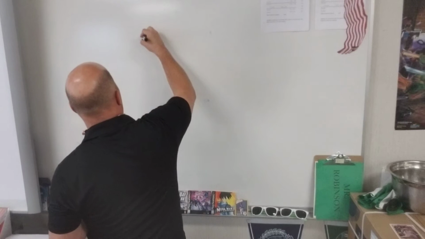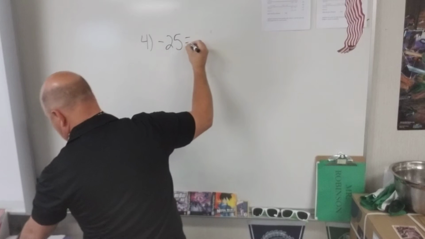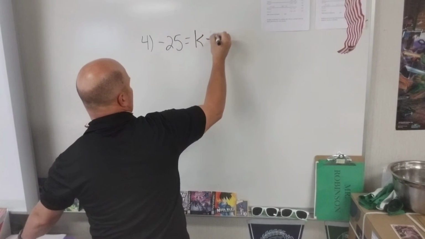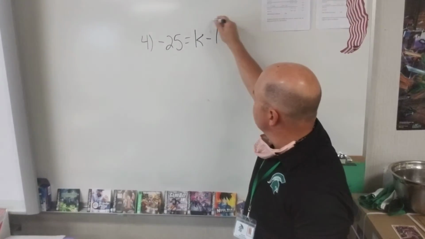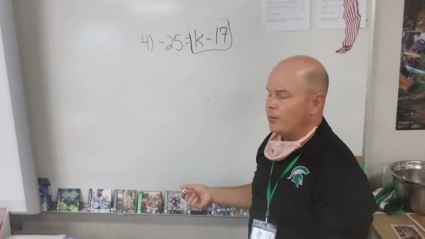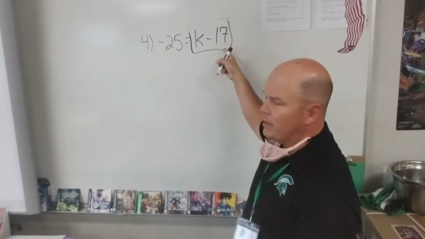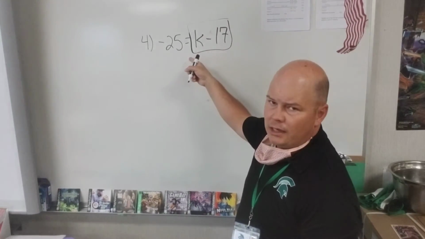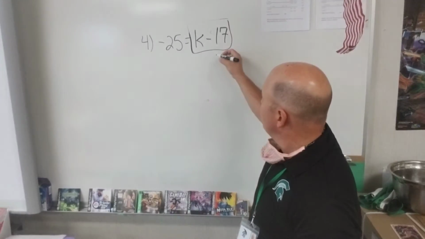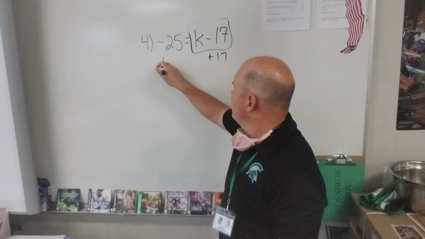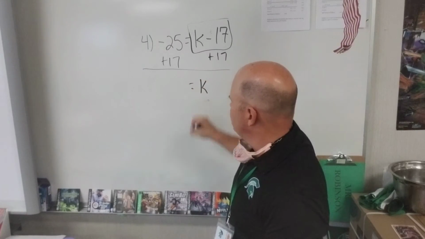Let's look at number 4, and it says negative 25 is equal to k minus 17. If I'm attacking that, this is the side that I'm moving stuff from, because that's the side of my variable. I'm looking at what's happening to my variable. I'm subtracting 17. So to isolate my k, I need to do the inverse, or the opposite operation, of minus 17, which is add 17. And if you look, negative 17 plus 17 is 0. That's why it leaves k all alone.